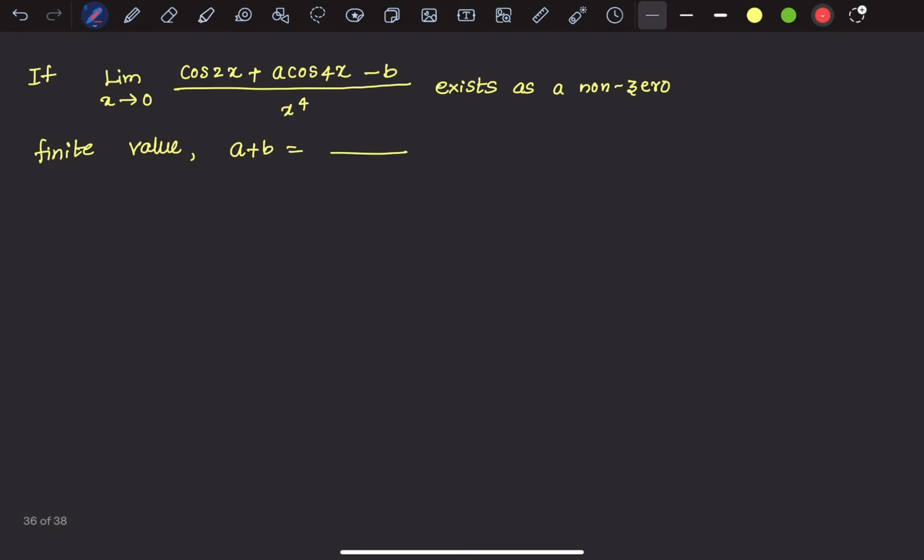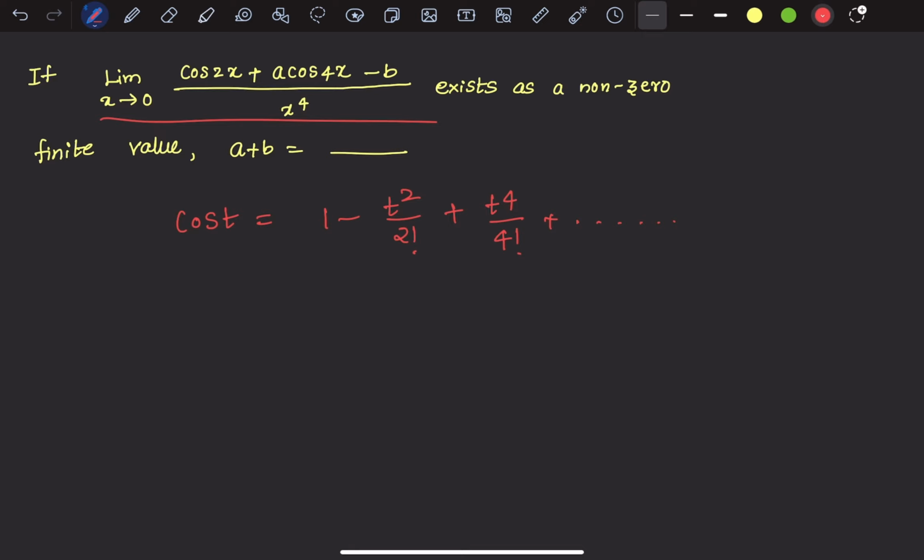So you have this particular limit and they are saying that this limit exists. Then we have to find out the values of a and b. So let us do this problem using the expansions. So we know the expansion for cos t is 1 minus t square by 2 factorial plus t power 4 by 4 factorial plus and so on. I think a similar question appeared in the shift 1 as well. So again, this is also an important model which you should be very thorough with.